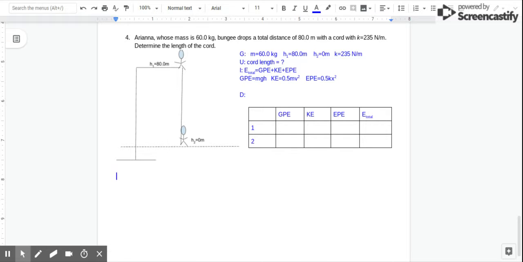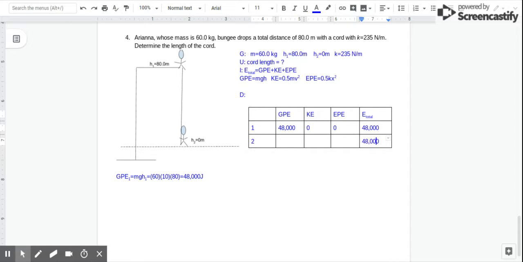So we're going to start off with our GPE1, and that's going to be our mgh1, and that is our mass of 60 times 10 times 80. From there, we get 48,000 joules. A lot of you guys got that. Okay. She's at the top, so no KE and no EPE. So her E total is 48,000.